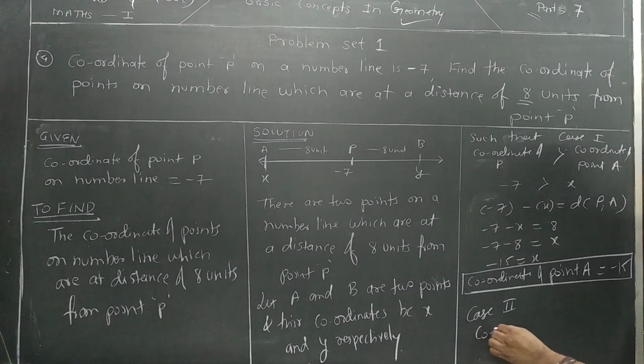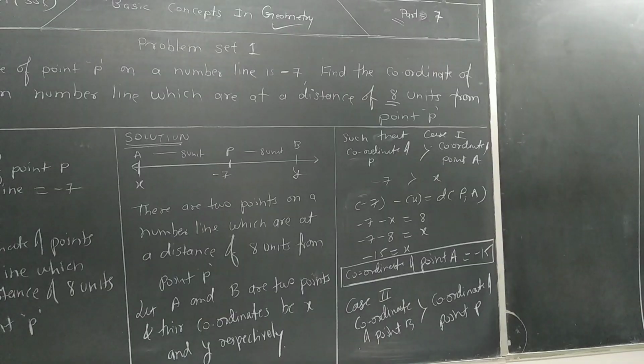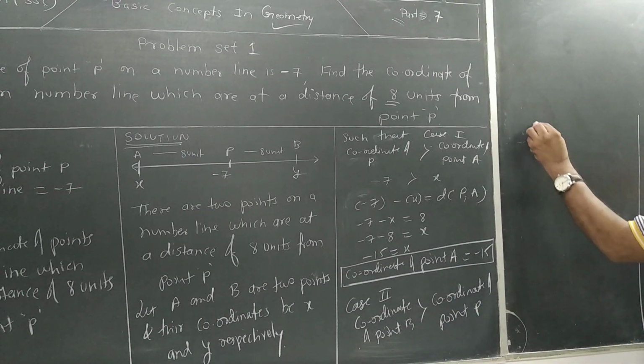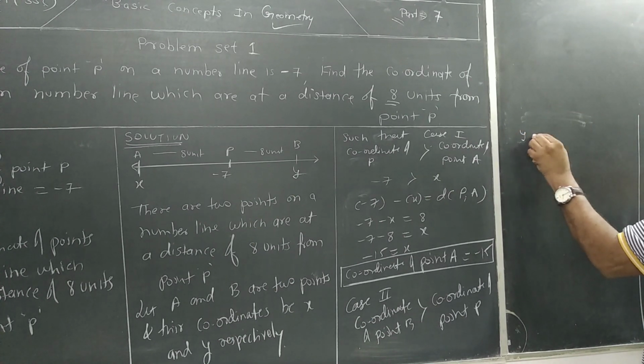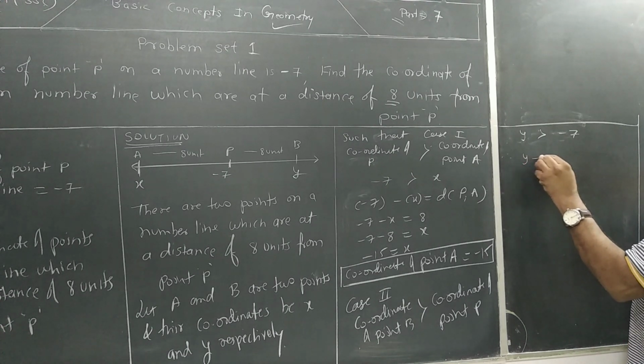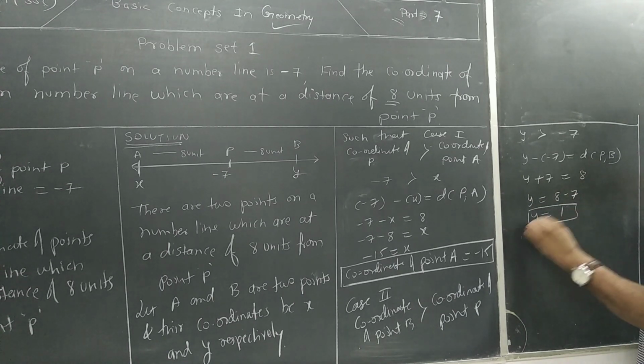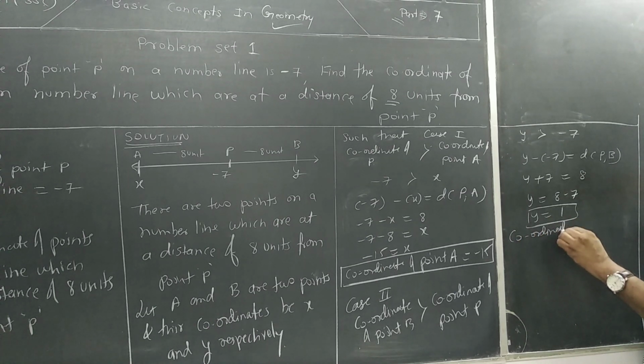What is that? Coordinate of point B is greater than coordinate of point P. Now, coordinate of point P is what? It is greater than -7, or y is greater than -7. So what I can say is y minus -7 is equal to distance PB. But distance PB is also what? 8. So y plus 7 is equal to 8. So y is equal to 8 minus 7. y is equal to 1.